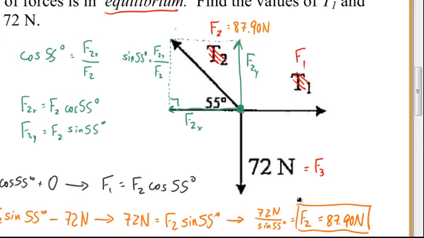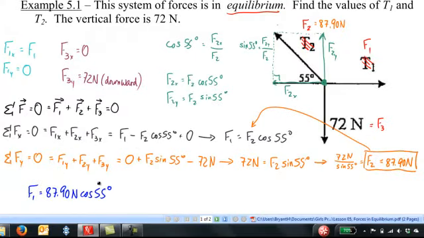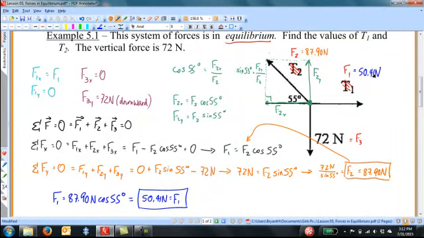Now, I want to substitute that number into my x equation to figure out what F1 is. F1 is equal to F2, which is equal to 87.90 newtons, times the cosine of 55 degrees. Now put your numbers into your calculator, and I find that F1 is equal to just over 50 newtons, 50.41 newtons. We'll write that into our diagram. So I've solved the problem now. If I had three forces, F1, F2, and F3, that were acting on a single point, and the F2 force is at 55 degrees with respect to the other two forces that are at 90 degrees with respect to each other, then I'll find that their values, in order to make that point be in equilibrium, are these numerical values.